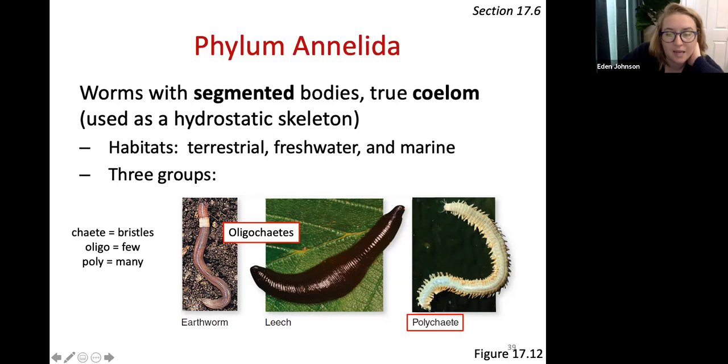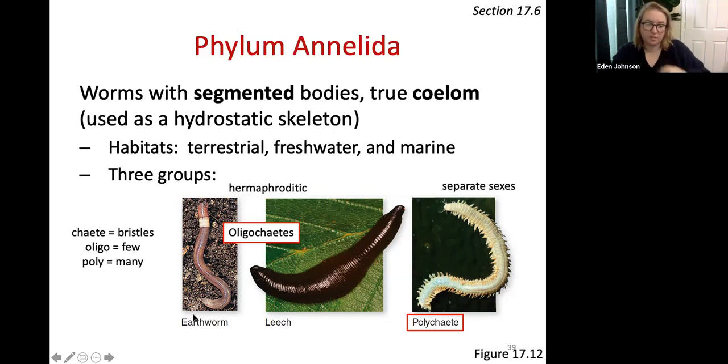Versus a polychaete, as you can see, they're full on, they're not really just bristles, they're legs. I mean, they're used for locomotion. So oligochaetes, you've got few bristles in earthworms and leeches. Polychaetes have many of these bristles, okay? Now, another difference is that the oligochaetes, earthworms and leeches, are hermaphroditic, meaning that they've got both male and female parts, okay? Versus in the polychaetes, you have separate sexes. So you'll have a female or a male.